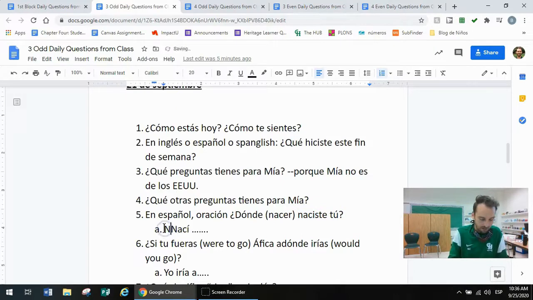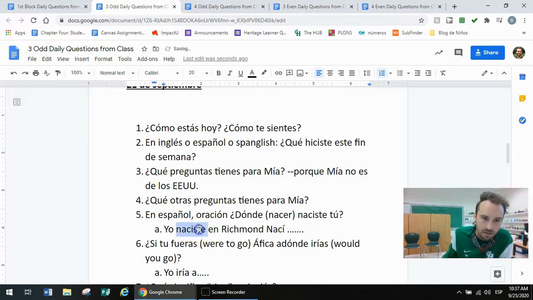They were saying, "yo naciste in Richmond," or wherever, right? So this is obviously wrong, right? They've taken the second person singular from the question, you, but in talking about themselves, they've not adapted the verb form to first person singular. They've left it as second person singular. So in the moment, I can see that the class needs some coaching.